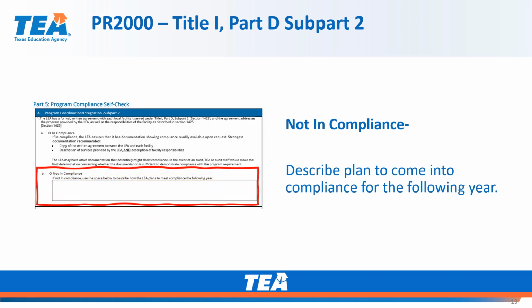If the LEA is not in compliance with this requirement or does not have such documentation, the LEA should select the radio button indicating not in compliance and use the space provided to describe how the LEA plans to come into compliance the following year.